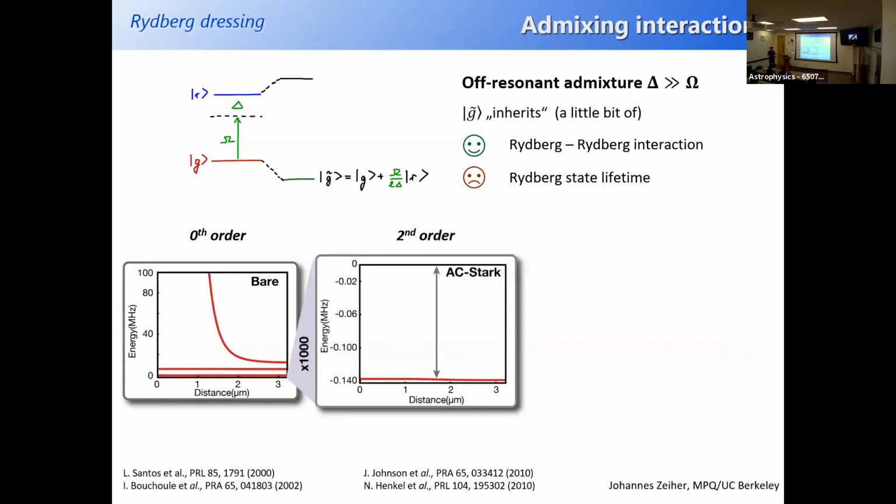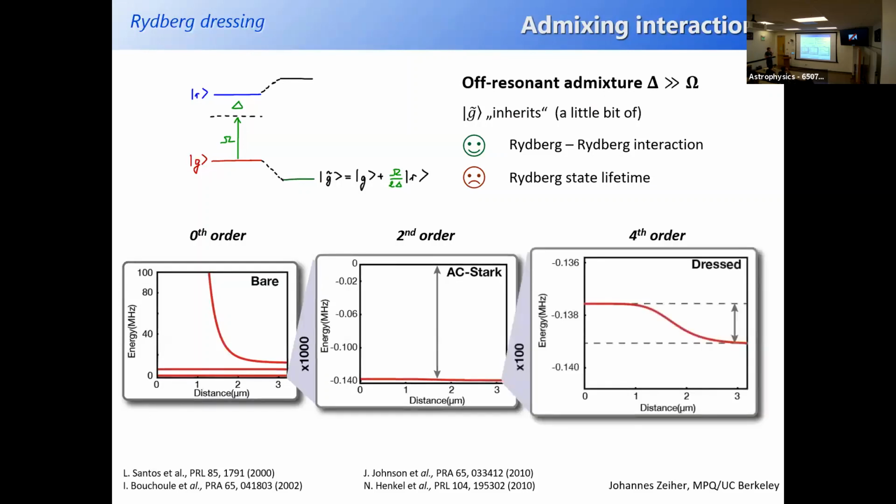And the answer is, in second order, there's still no interaction effect. If you look in second order, you basically just see that this GG line gets shifted down. That's just an AC Stark shift. But if you go one order higher, you have to blow up the energy scale, and you see, oh yes, there's actually distance dependence also for the G tilde state. And this is what an interaction is. You have a change in the pair state energy when you change your relative separation.